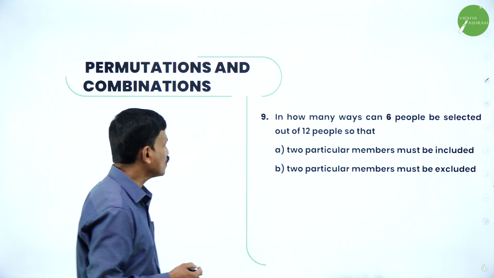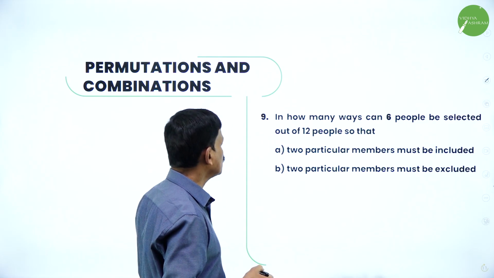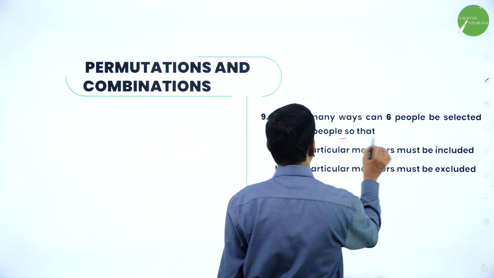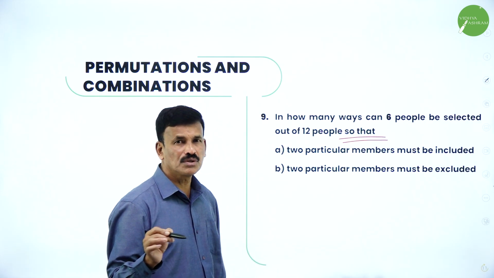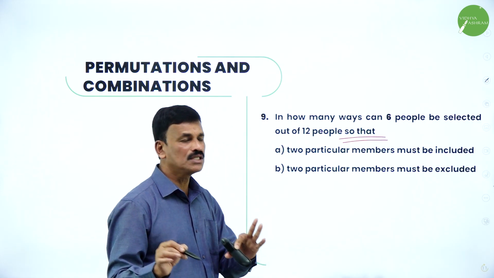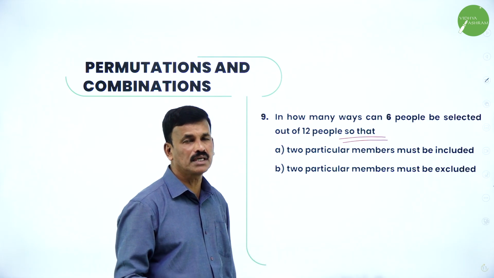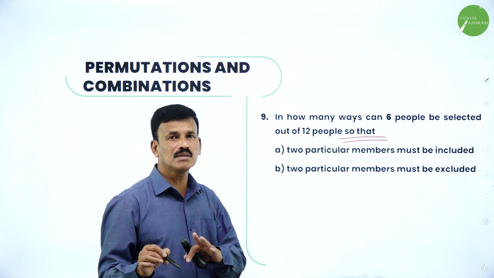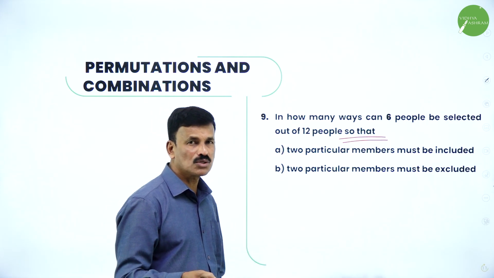Now move on to the next problem. In how many ways can 6 people be selected out of 12 people so that, first case, 2 particular members must be included, and second case, 2 particular members must be excluded?